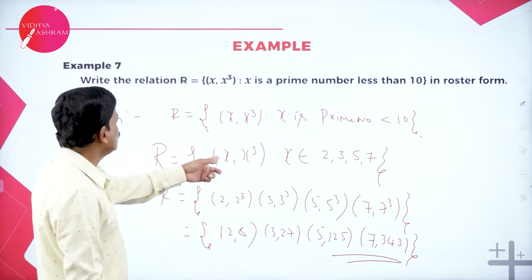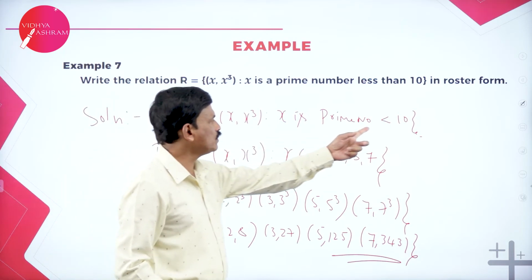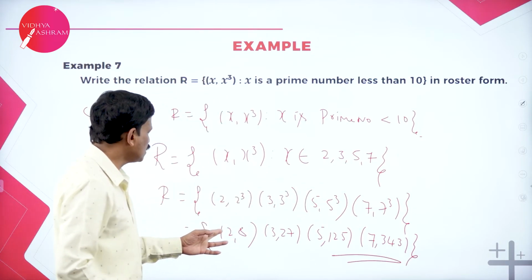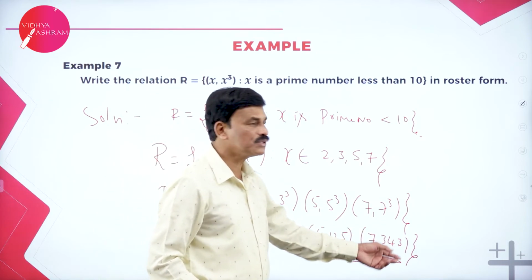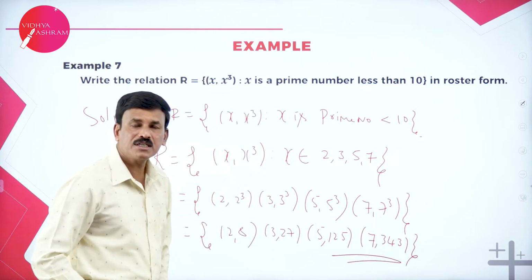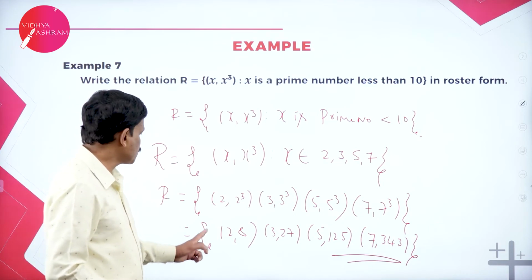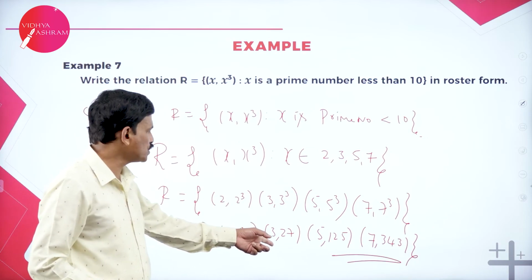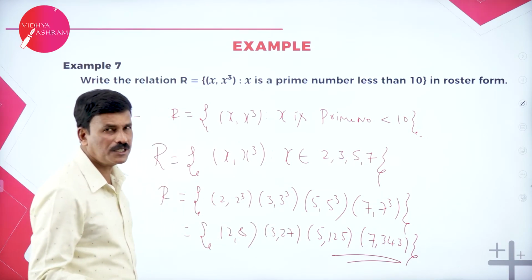See here, (x, x cube) such that x belongs to the prime numbers less than 10, which are 2, 3, 5, 7. So the elements of the relation are (2, 8), (3, 27), (5, 125) and (7, 343). Now what is the domain and the range? The domain is the set of all first elements: 2, 3, 5, 7. The range is 8, 27, 125 and 343. That's it. Hope you followed.